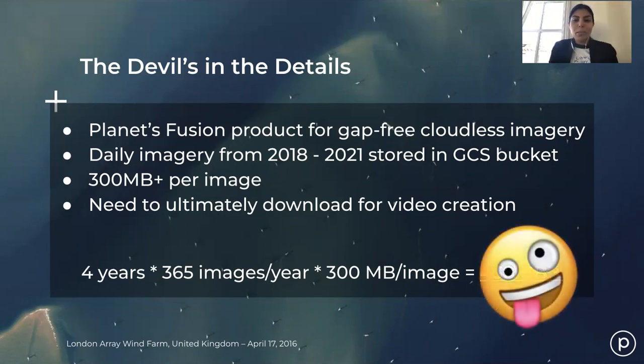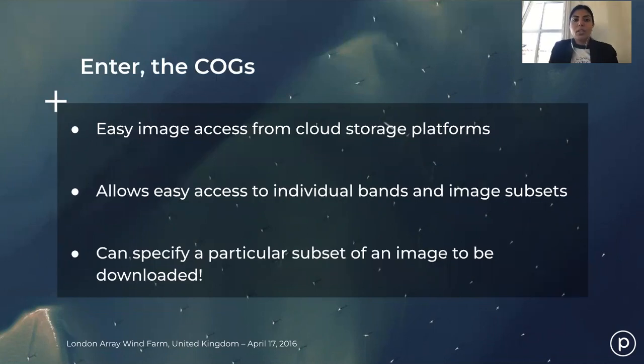And this was just for one area. What if I wanted to look at multiple areas, say within that image, or maybe just multiple areas in general? That's a lot of data. So I started looking into other options. Then I learned about COGS.